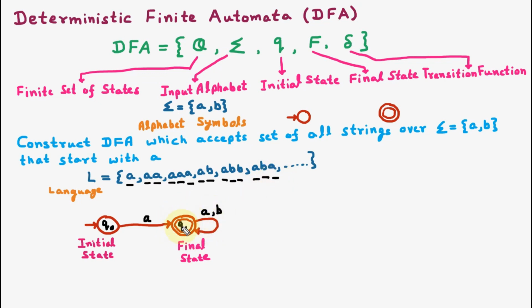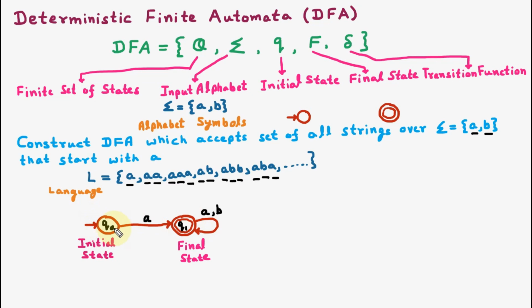So this is accepted. All the strings which are starting with A will be accepted by this DFA. But this DFA is not complete. In a DFA, the important thing to note is that on every state, we have to address all the input alphabet. Here we have given the input alphabet, which are A and B. On the state Q1, we have addressed A and B, meaning if A comes, we come back, and if B comes, we come back.